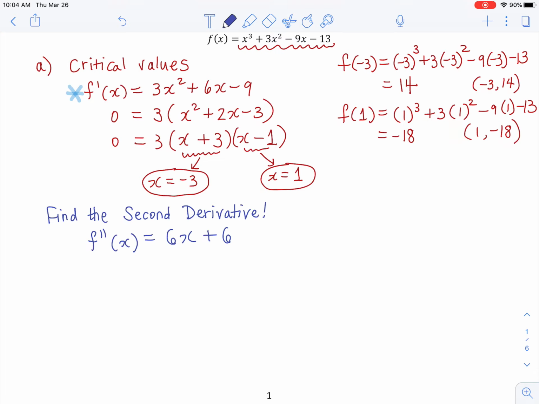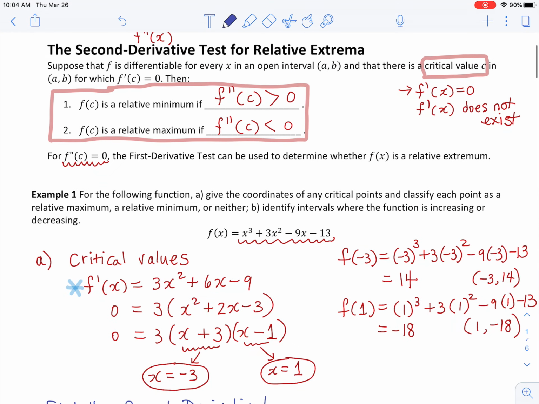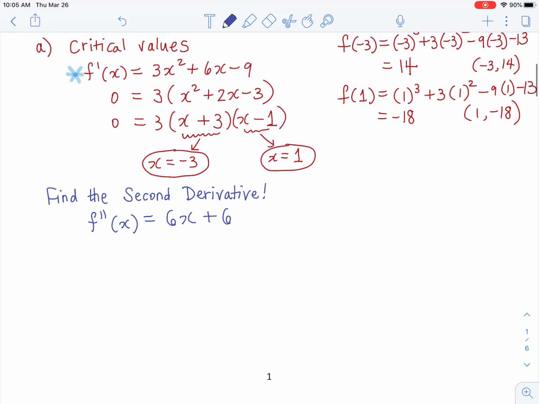Now, what we're going to do is plug in our critical values in here. And quick reminder of what that second derivative test said. If you plug it into the second derivative and you get a positive value, then you know this is going to be a relative minimum. Okay, so that's what we're going to test now. If you get a negative, then you're going to say that value is going to be a relative maximum. Okay? Let's try. So plug in your critical values into this second derivative.